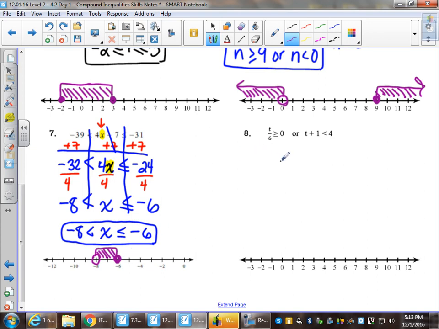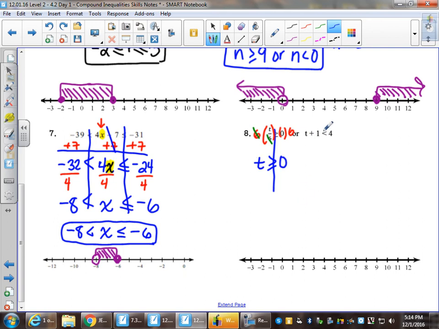Number 8 is an or. We have two separate inequalities, so for right now, completely ignore this one. Let's just work on t divided by 6 greater than or equal to 0. The opposite of dividing by 6 is multiplying by 6. Very carefully put each side of the inequality in parentheses and show multiplying by 6. Multiplying by 6 and dividing by 6 are inverse operations. They cancel out. So this is just t. Keep the inequality sign the same. 0 times 6 is 0. T is by itself. We're done.